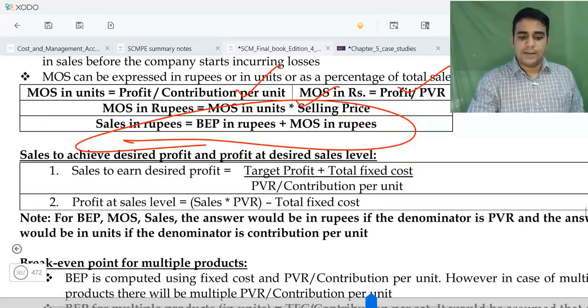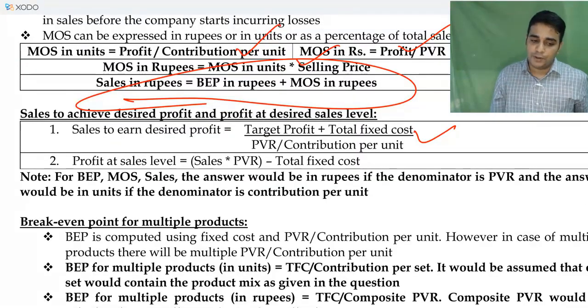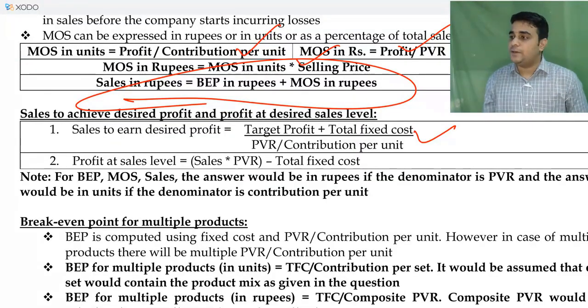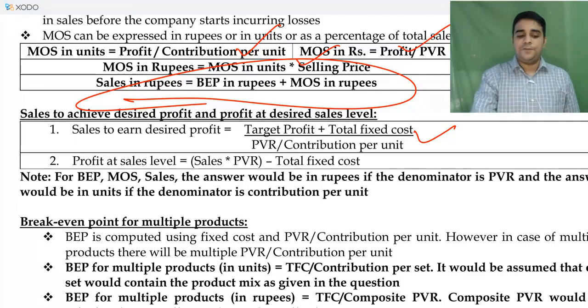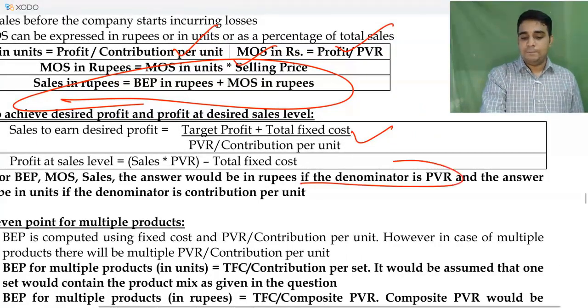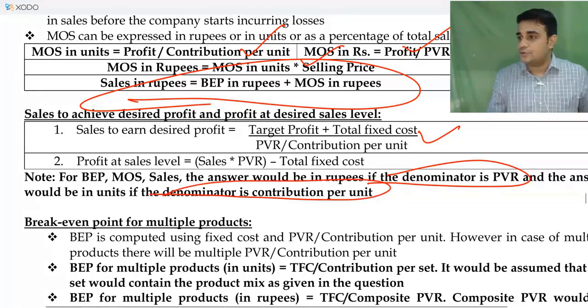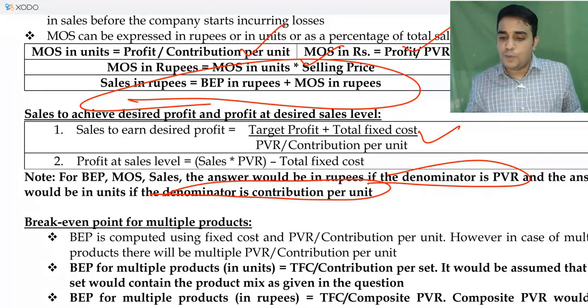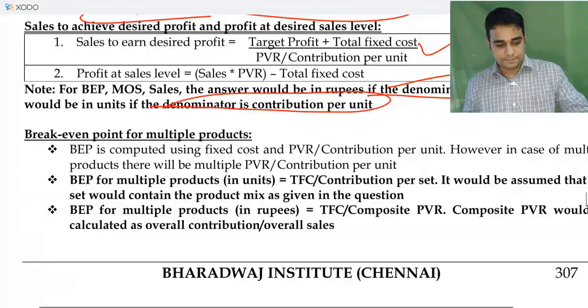So sales to achieve desired profit is target profit plus total fixed cost by PVR or contribution per unit. Profit at sales level is sales into PVR minus total fixed cost. For BEP, MOS, sales, the answer would be in rupees if the denominator is PVR, and the answer would be in units if the denominator is contribution per unit. There are a few more things to be discussed like multiple products. We'll come to that as we proceed.